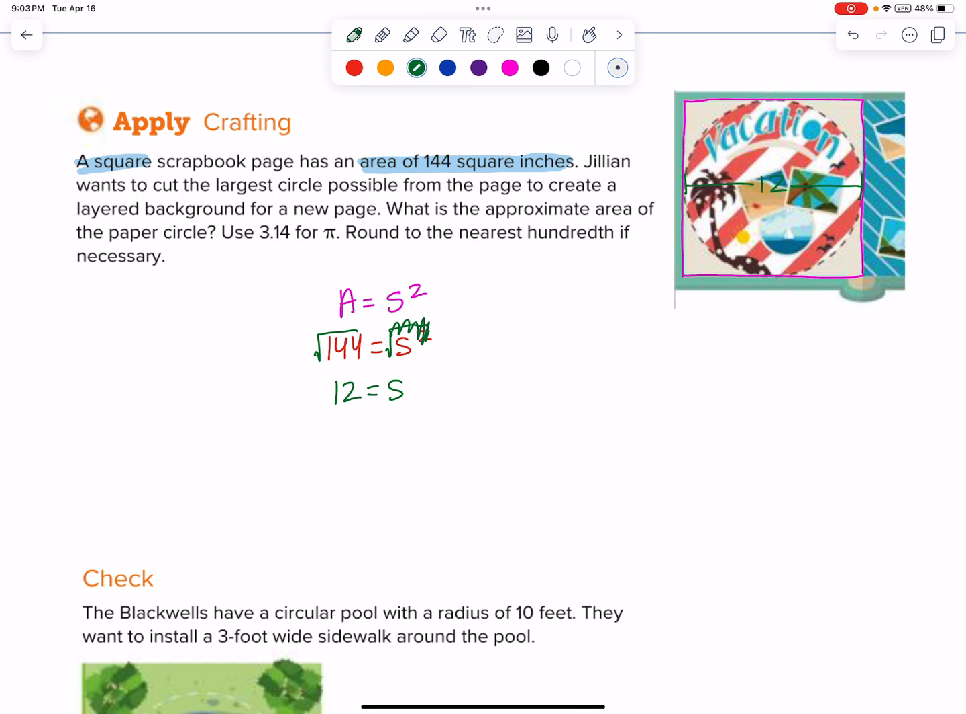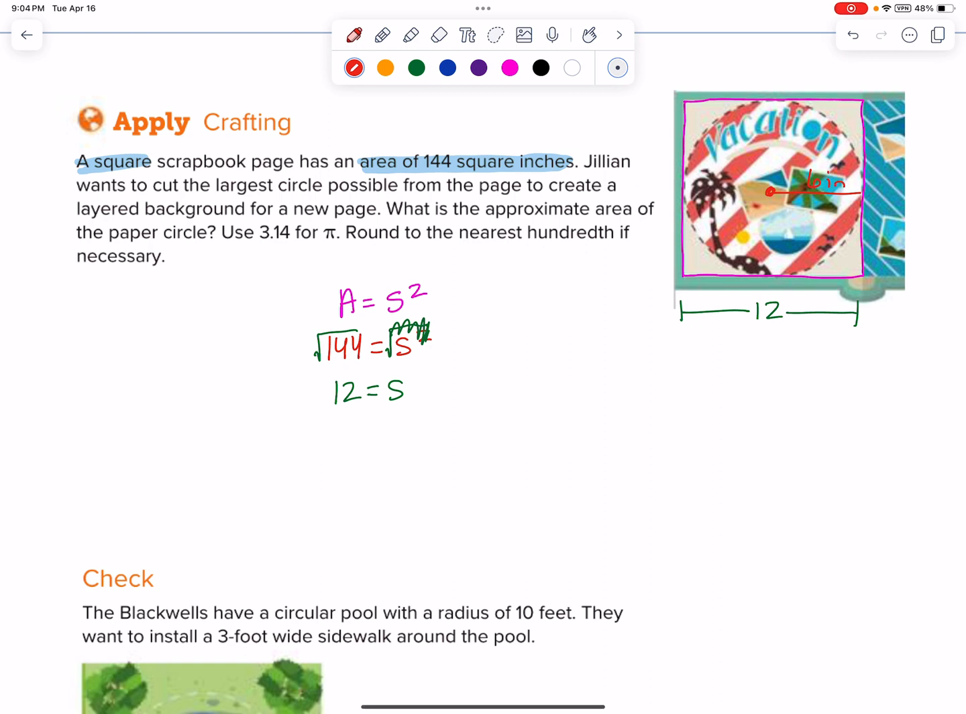If we want to find the area of the circle, we need to find the radius, right? So we don't really want to use 12. Let's go ahead and move that 12 back down. What do we want to use? Well, we want to go from the middle to the outside, and we know that's 6.